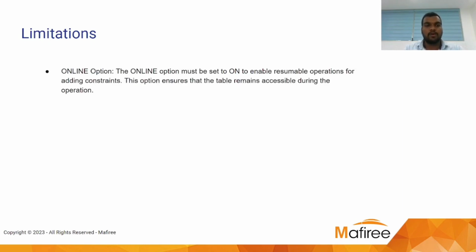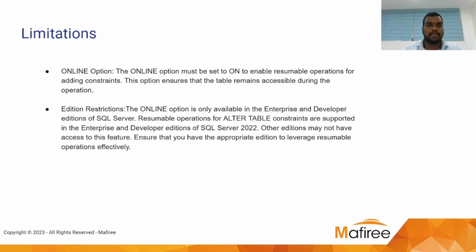Limitations. As we look into these limitations, we have certain limitations to use this feature. Let's see one by one. Online option. This online option should be set to on so that we can use this feature, and this will ensure that the table is accessible for other operations. So this is a must-declare variable. And editions, we can use this feature only in Enterprise edition because we have to do the operations online. Online is supported in Enterprise only.